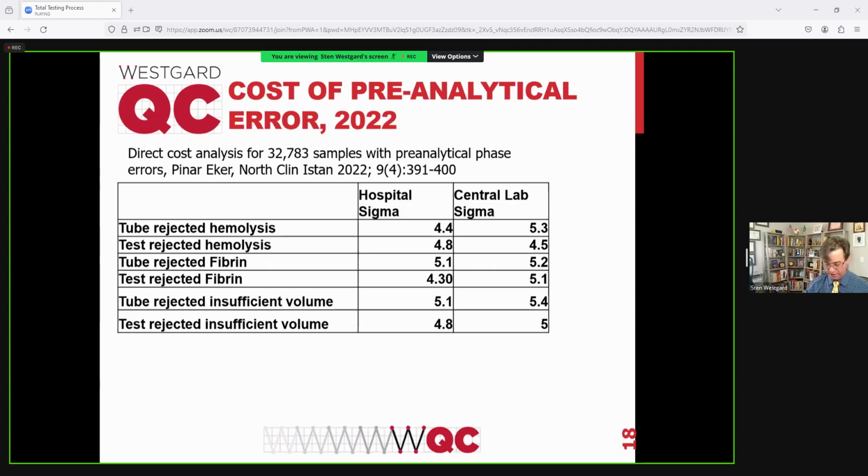The costs of all this. If you want more ways to motivate your administration to help you to improve this. So here we have a study. This happens to be from Turkey. They worked out, I did the exchange rate, so it's out of 32,783 samples that they looked at. The costs added up to $77,000, about $2.35 per test. So every error was costing them almost $2.50.